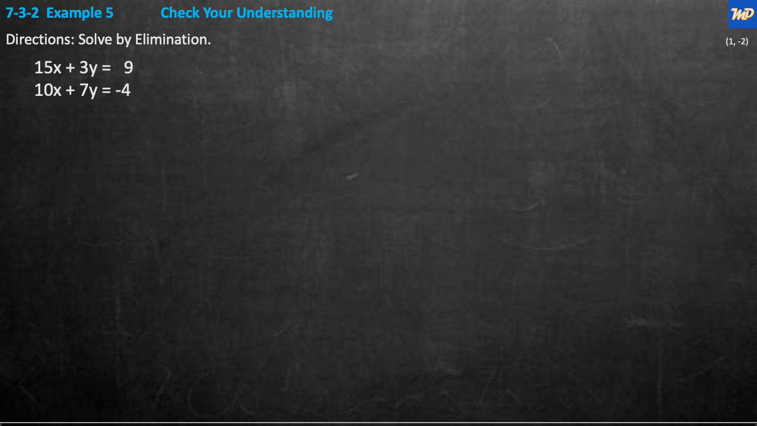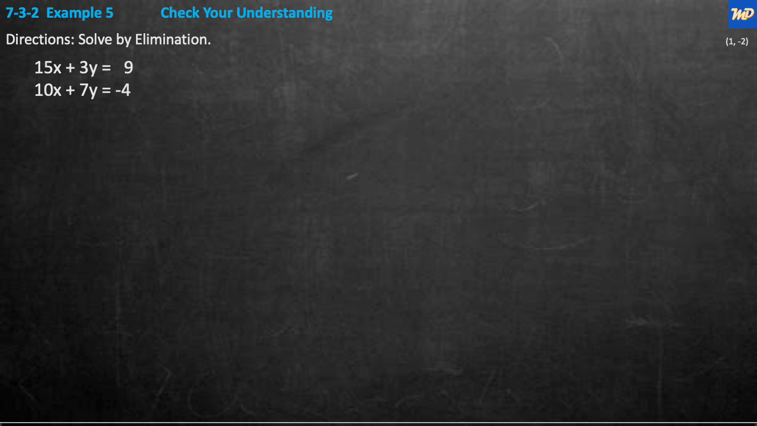Okay, now that you're back, we're all back here, so let's go ahead. 15x plus 3y equals 9. 10x plus 7y equals negative 4. Well, you could have picked the x. Had you picked the x to eliminate, you could have multiplied the top equation by 2, and you would have had 30x. And you could have multiplied the bottom equation by 3, and got 30x.